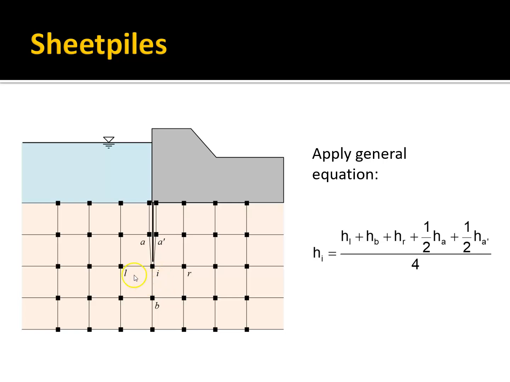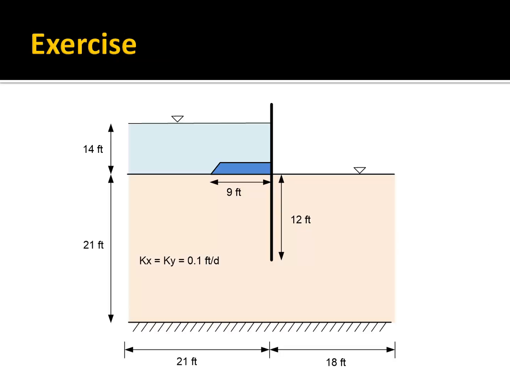And down here it gets a little more interesting. We now have 4 pervious quadrants, but what we do is we say we take 1/2 of A, 1/2 of A prime, all of L, all of B, all of R, and we divide by 4. So this is kind of a special case, that node right there at the tip of the sheet pile. But it still follows the same pattern that we derived earlier.